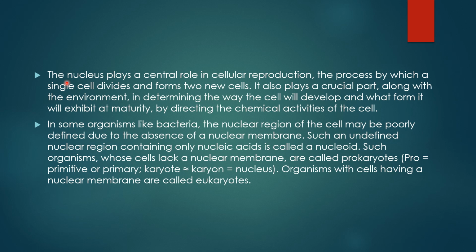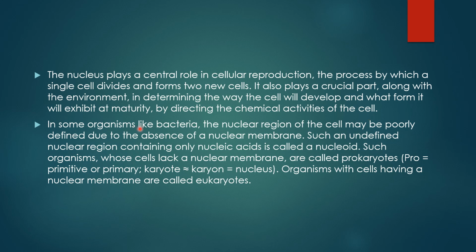So we can see the nucleus plays a central role in cellular reproduction, the process by which a cell divides and forms two new cells. It will play a crucial part along with the environment in determining the way the cell will develop and what form it will exhibit at maturity, by directing the chemical activities of the cell.